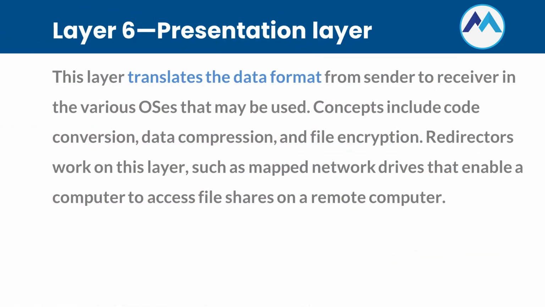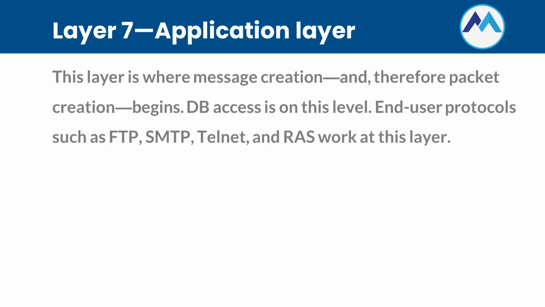Layer number 6 of the OSI model is what we refer to as the presentation layer. This layer translates the data format from sender to receiver in the various operating systems that may be used. Concepts that include code conversion, data compression, and file encryption are found here. Redirectors also work on this layer, such as mapped network drives that enable a computer to access file shares on a remote computer. Then, the last layer of the OSI model is what we refer to as the application layer.